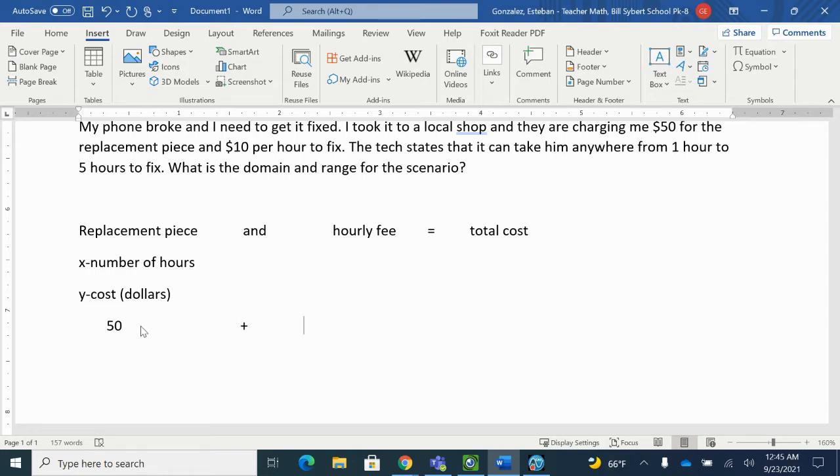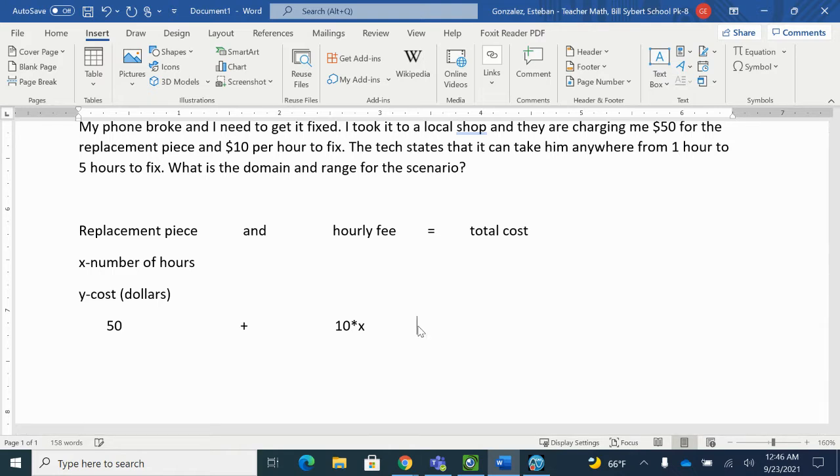Next, I have my hourly fee. Well, what does my hourly fee consist of? I know it's $10 per hour. Do we know how many hours we're working on it? No, right? Again, notice how we're going sentence by sentence. So this is 10 times X. Why 10 times X? Well, it's $10 per hour that it's being worked on. I don't know how many hours it's been worked on, so I have to put the variable X.